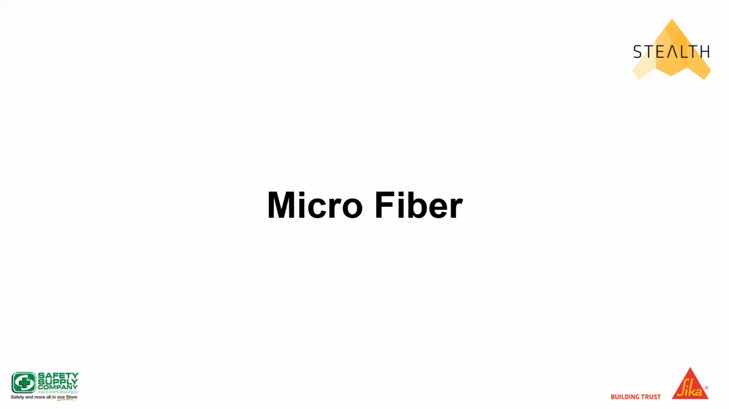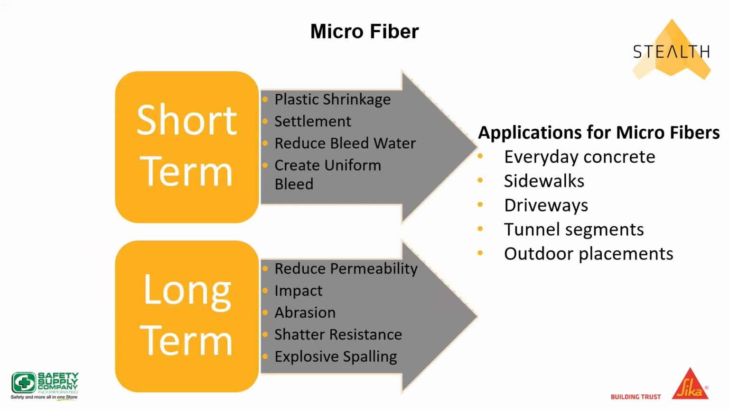So let's talk about microfiber alone right now. In the short term, what does microfiber do for you? Well, it handles plastic shrinkage, settlement, and reduced bleed water, which you'll see on the next slide. It creates a uniform bleed at the surface, which we want. We don't like seeing puddles of water or wet areas at the surface when we're finishing concrete. As far as the long term, it reduces the permeability of the concrete, provides impact resistance, abrasion resistance, shatter resistance, and explosive spalling resistance, if you're familiar with that.